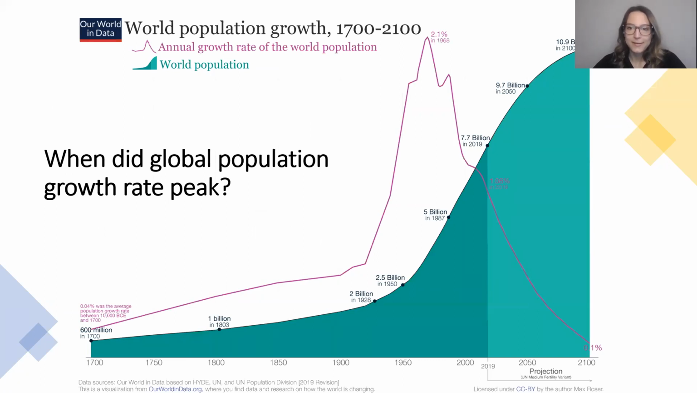Now, this doesn't mean that population has stopped growing, because as you can see, the green part of the figure there, the total population is of course still expanding, but it is growing at a smaller rate. So it's not growing as quickly as it was, particularly back in the 1960s, 1970s.